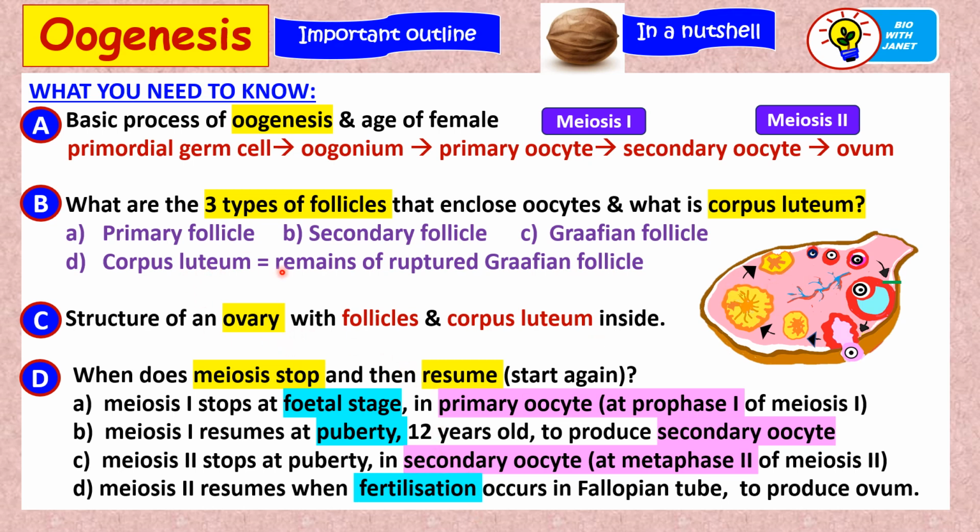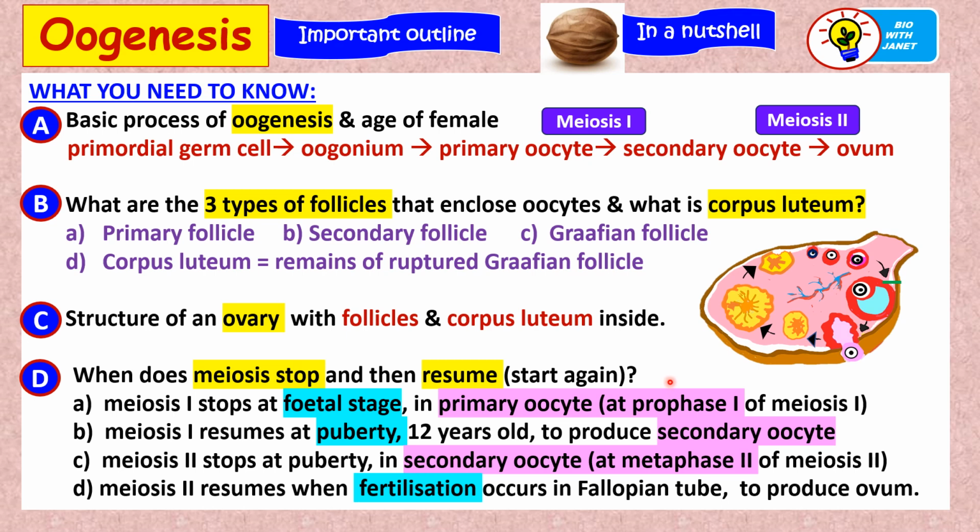Now, after you've studied B, then when you go to C, it's much easier. You'll be able to understand the structure of the ovary with the 3 types of follicles in it and the corpus luteum. Now, finally, we are going to recap and discuss when meiosis stops and resumes again in oogenesis. So oogenesis is not a continuous process, unlike spermatogenesis.